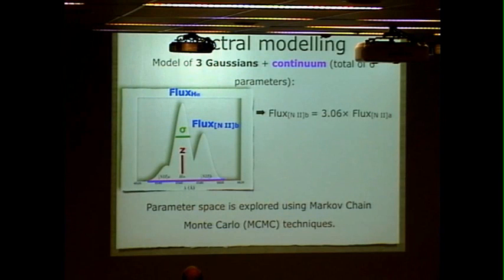So we use 3 Gaussians to model our data plus continuum, and a total of 6 parameters. And we say that the flux of the big nitrogen has to be 3.06 times the flux of the small one. And the parameter space is explored by using MCMC techniques.